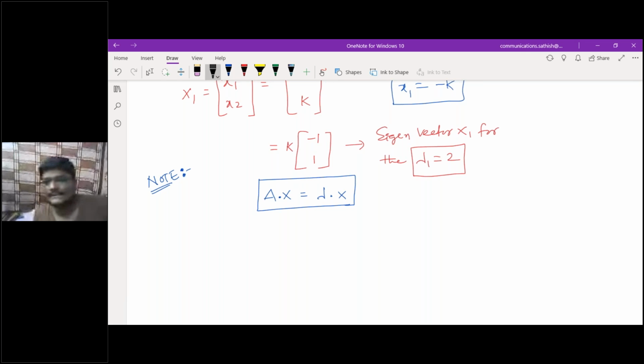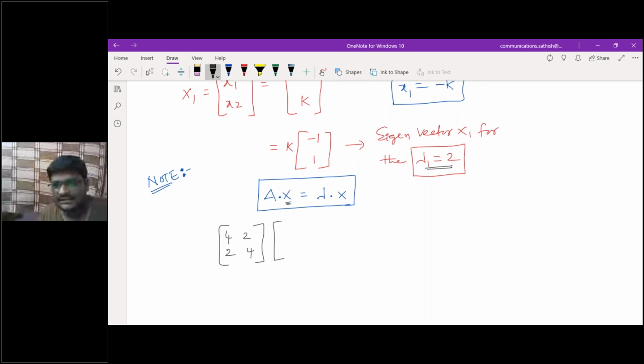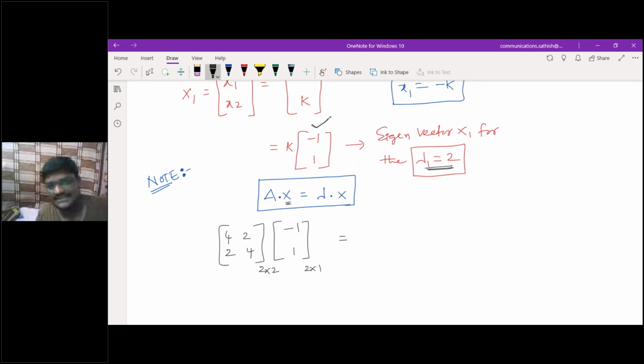Now what is my matrix here? 4, 2, 2, 4, I just took. Am I correct? And what I got for the lambda value equal to 2, I got the vector as minus 1 and 1. So this is a 2 by 2 matrix and this is a 2 by 1 matrix. Multiply this.